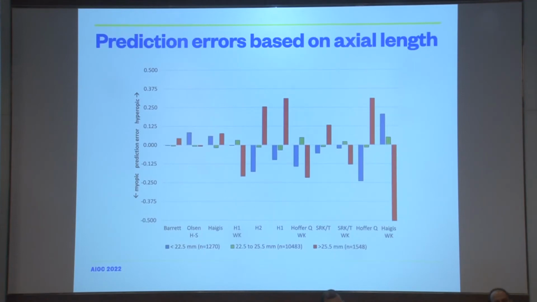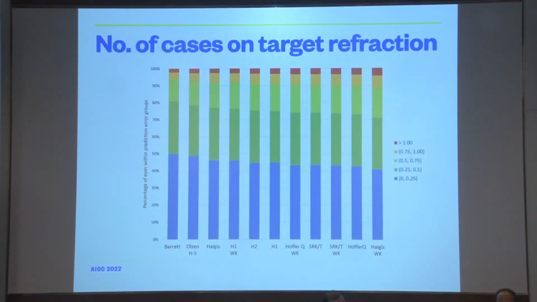Now this graph talks about the prediction errors based on the axial length. Here we are talking about the shorter axial length, which is blue. The green is the normal, and the red is the longer eyes. And here these are prediction errors, so the bars should be as small as possible. The longer the bar, the more error it is. So here you can see in the leftmost there are minimum bar heights, which is there in the Barrett and Olson, and towards the right we go with the increasing bar. So again, this shows that the Barrett and Olson are quite good across the board of axial lengths.